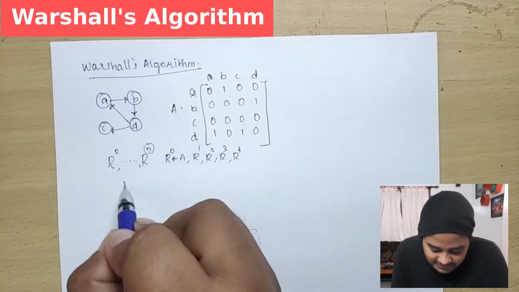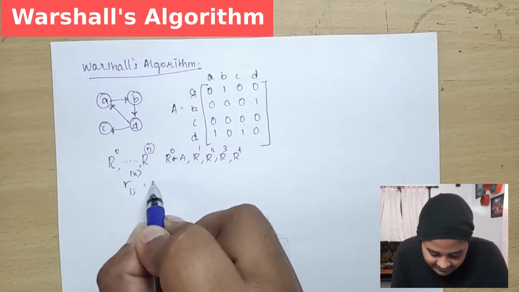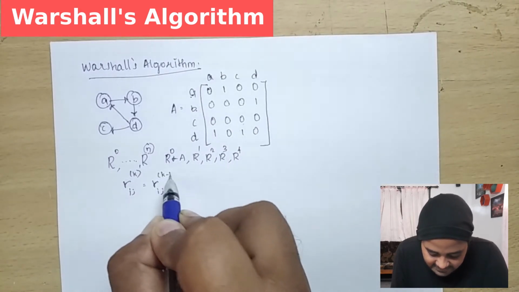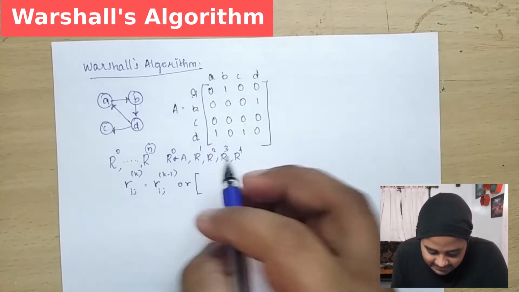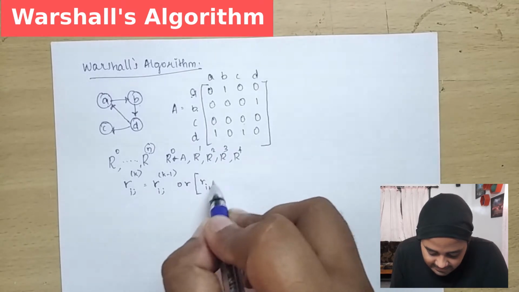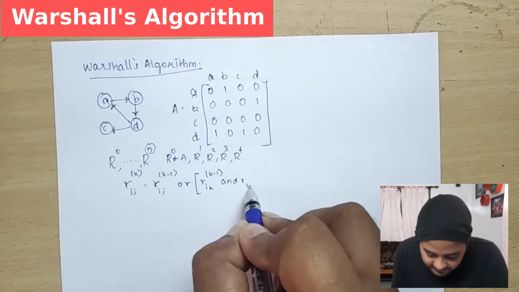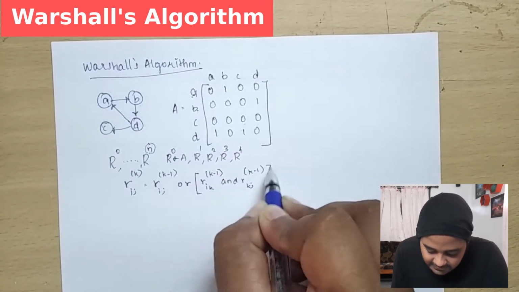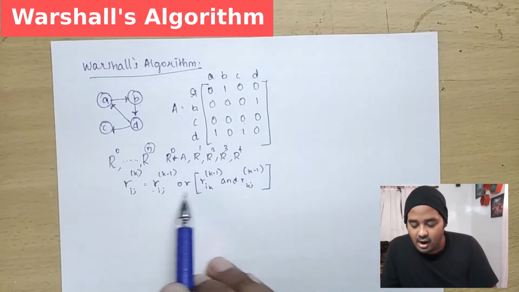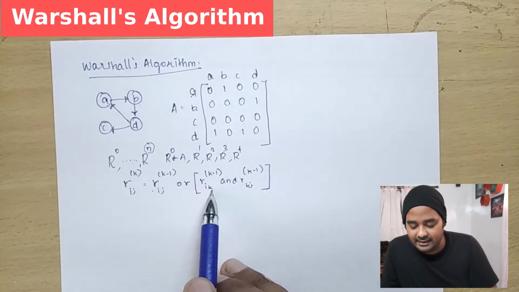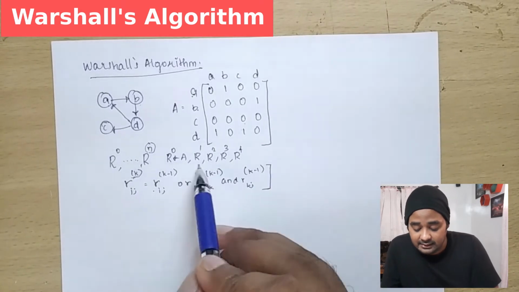Okay, so for calculating the values, we will be using a formula. The formula is R of i comma j of k, which will be calculated with R of i comma j of the previous value, which is nothing but k minus 1, or you will be considering the adjacency matrix R of i k of k minus 1 and R of k j of k minus 1. Okay, so you just have to consider these two values. If your previous value is either 1, or the values highlighted by your k, which means the kind of path which we are looking at, right?